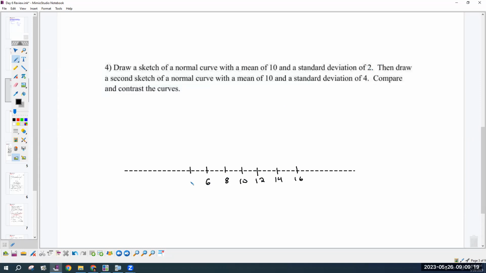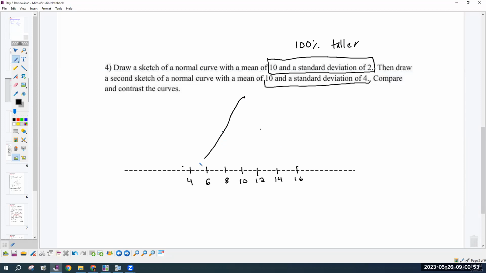Now, this problem has a smaller standard deviation. It's going to have the same 100% of data under it, so it's going to need to be taller. This has a larger standard deviation, but it's got the same data, so it's going to be more spread out. It's going to be shorter. So let me see how good I am at curve drawing. Let's see how good of an artist I am. Oh, it's fair.